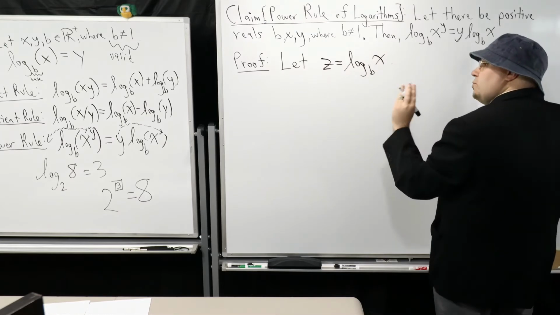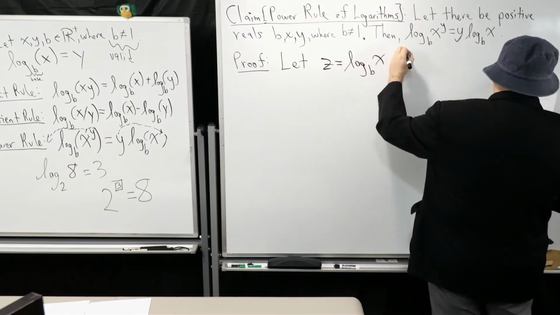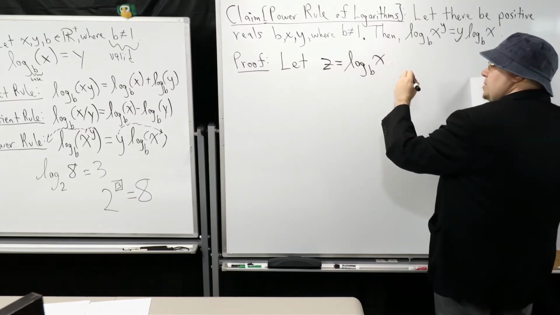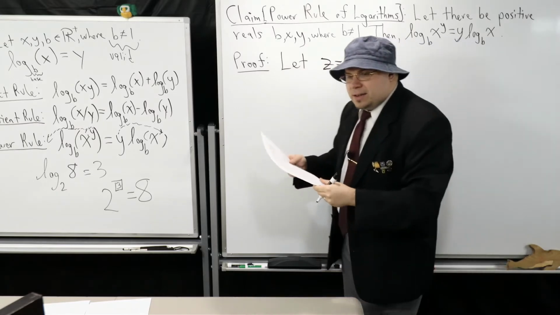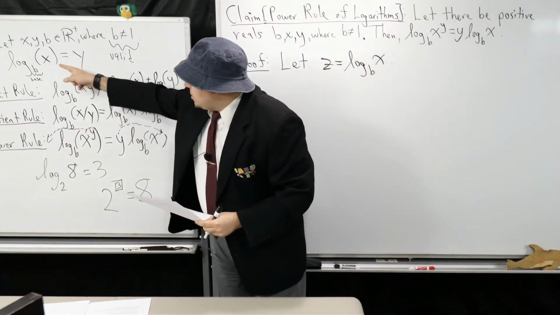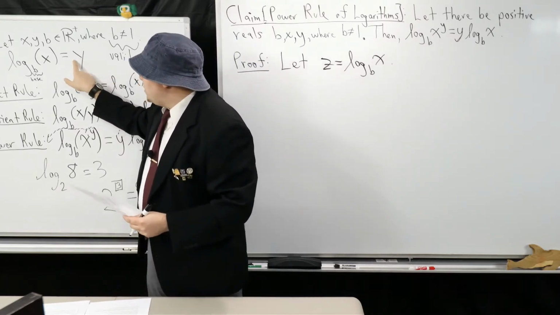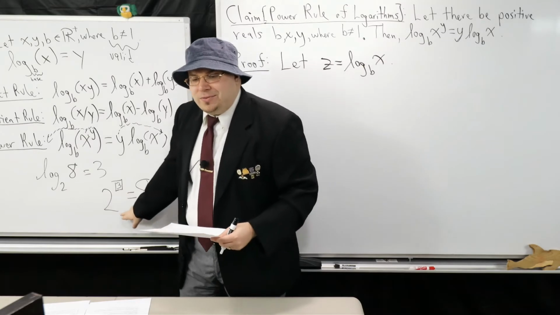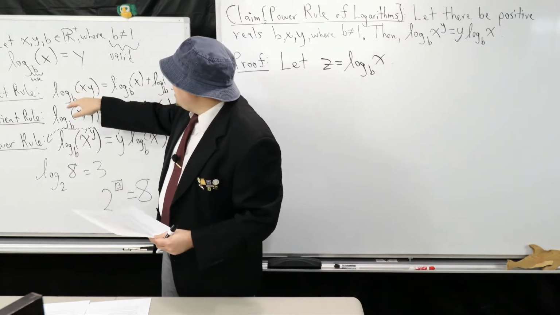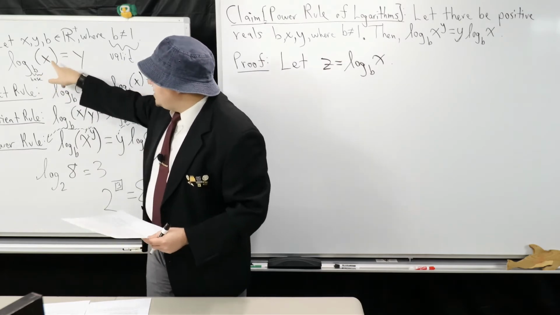So now I'm going to invoke the definition of a logarithm. What did I tell you earlier about the definition of a logarithm? What does it mean? It means z is going to be equal to whatever is going to be that exponent that gets me to the result given that base. So what would it look like? It would look like b to the z is equal to x.